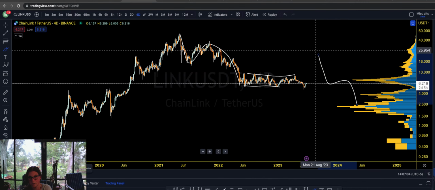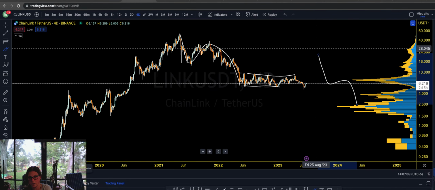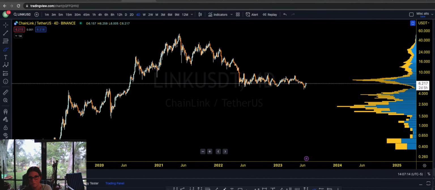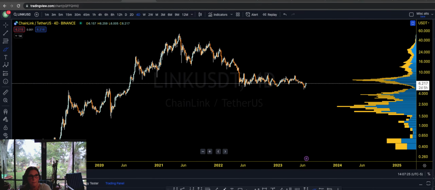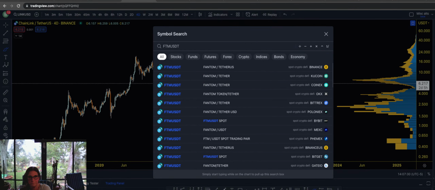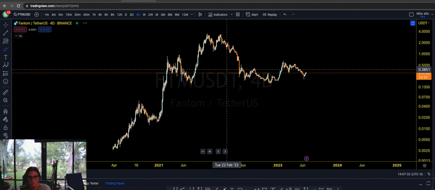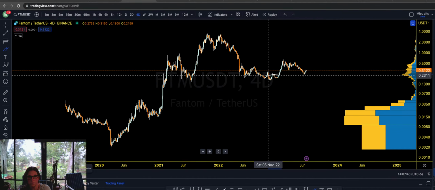So we need this to come up and get it as high as possible. We need that on a lot of these. Right? All right. So Phantom did a good job of holding this area.